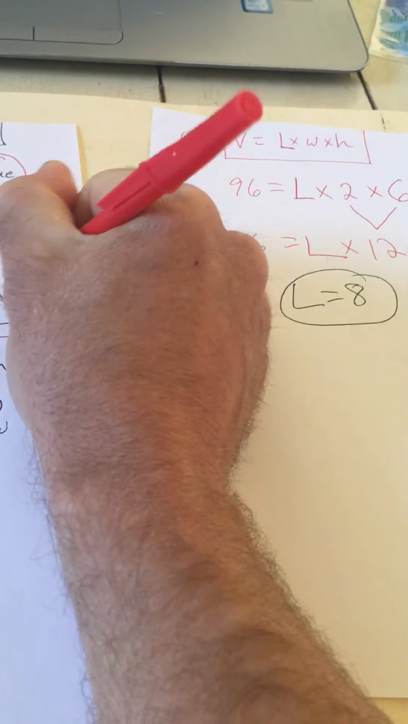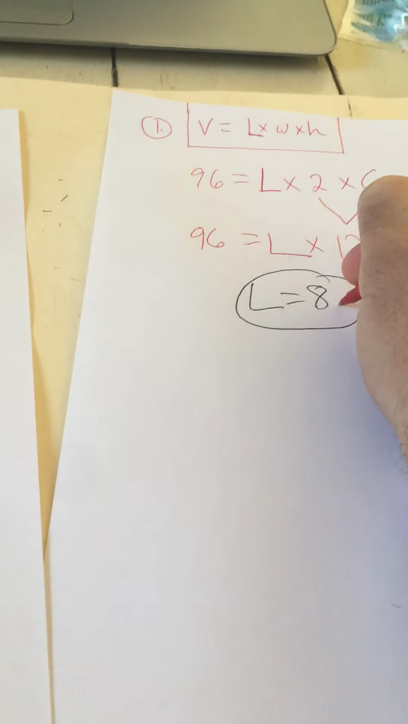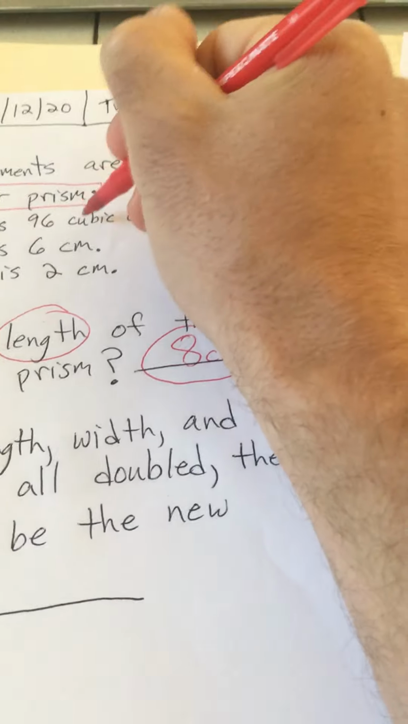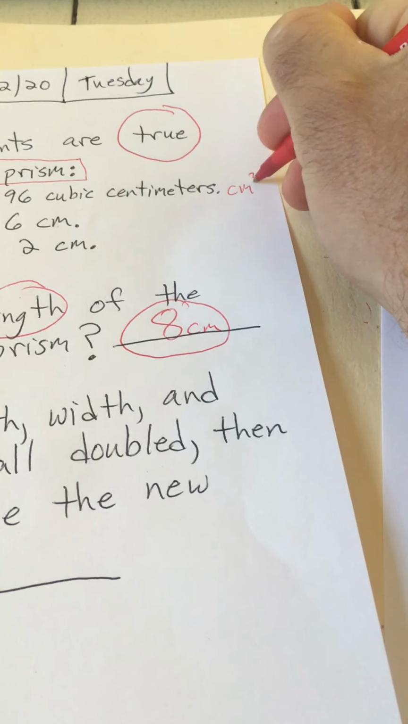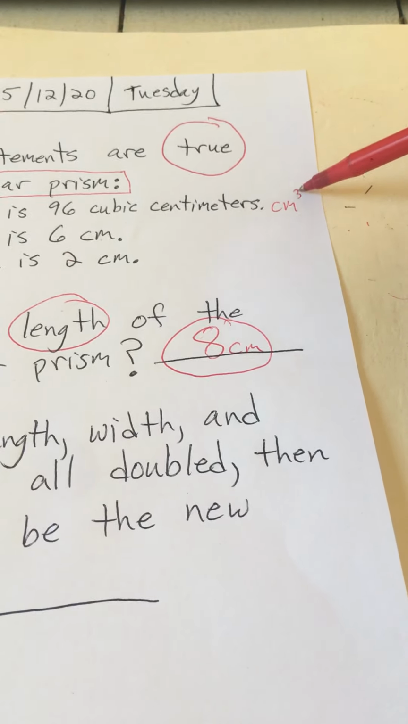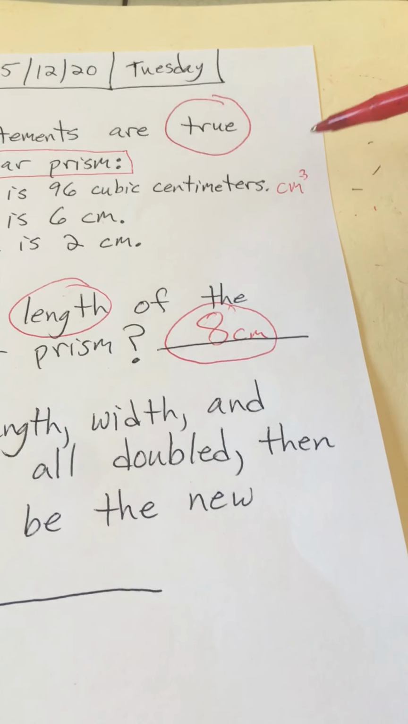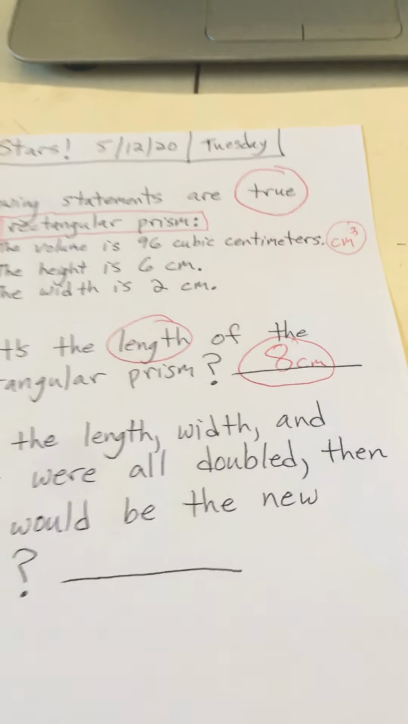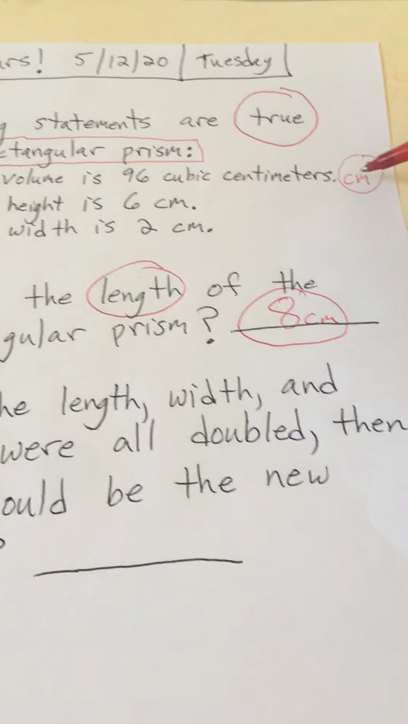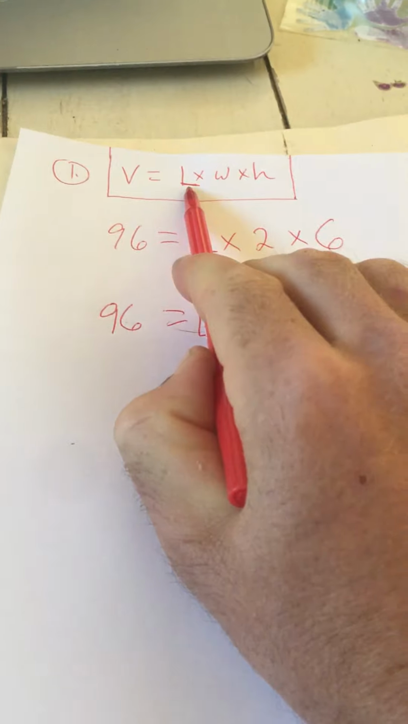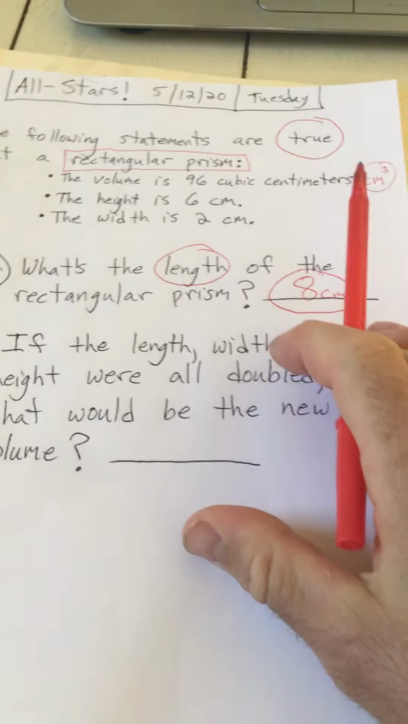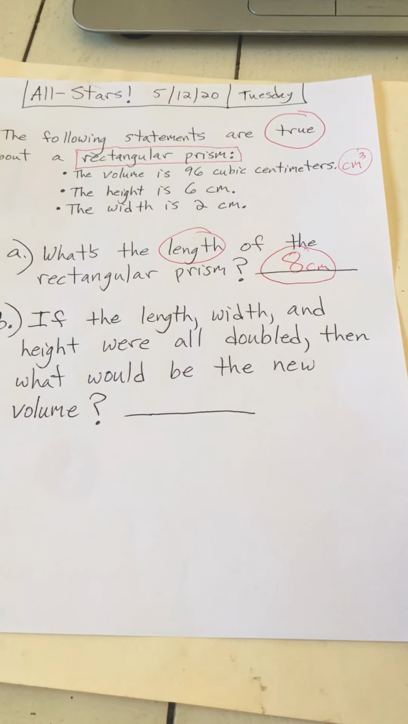Okay, 8 centimeters. Because these were all in centimeters, and then cubic centimeters is centimeters cubed, because we had 3 different, with the length, the width, and the height, which made it cubed centimeters. When we find volume, it's cubed because there are 3 factors here: length times width times the height. So the answer for part A was 8 centimeters.